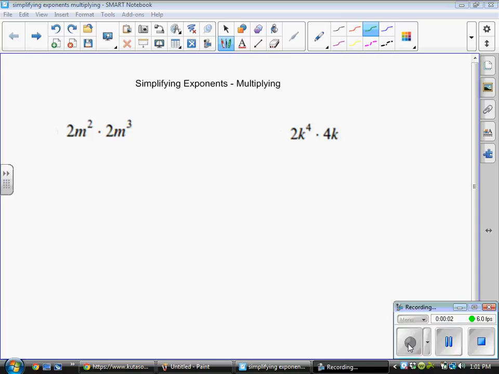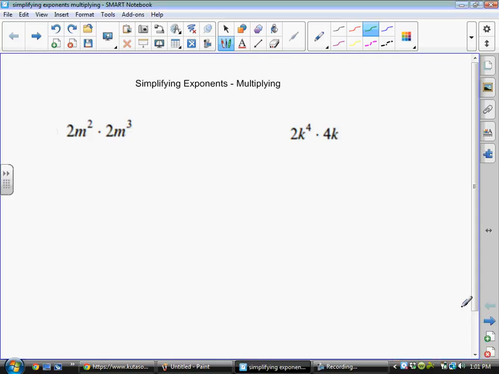Here's a helpful video when simplifying exponents and you're multiplying two quantities together. This might be in two different ways. One where they have a times sign in the middle, just like these ones. We're also going to show you how it is if there are parentheses and there's an exponent on the outside of the parentheses.